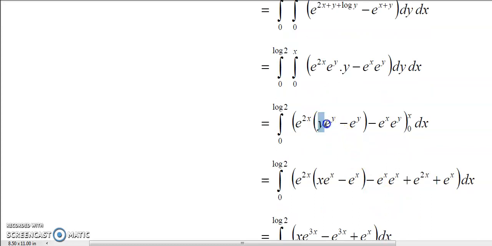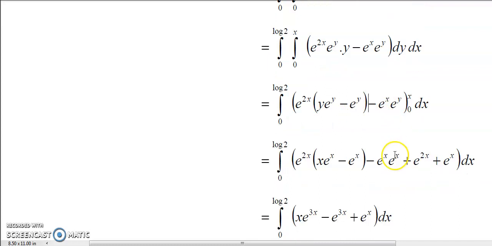Y e raised to y. Now these two terms depend on y. So we'll apply the u into v rule. People can check out over here, the u into v rule is applied here. E raised to x will remain as a constant. The integration of e raised to y is e raised to y. Now applying the upper limit minus lower limit. Be careful when you are applying the upper limit minus lower limit.